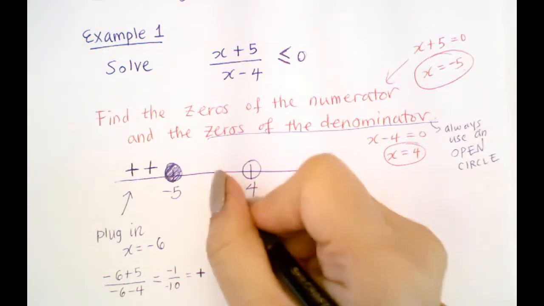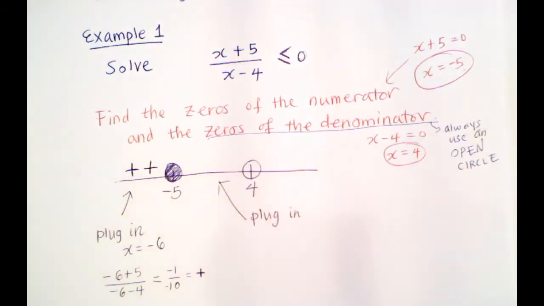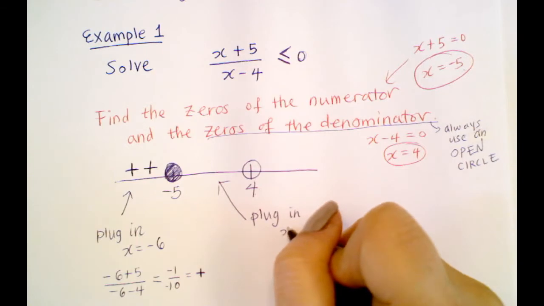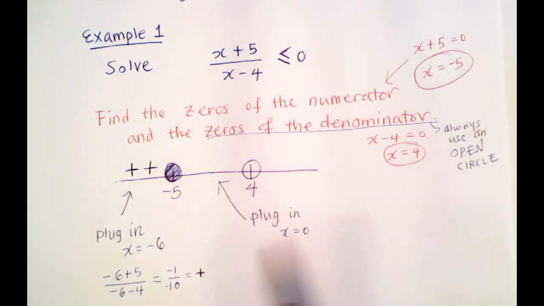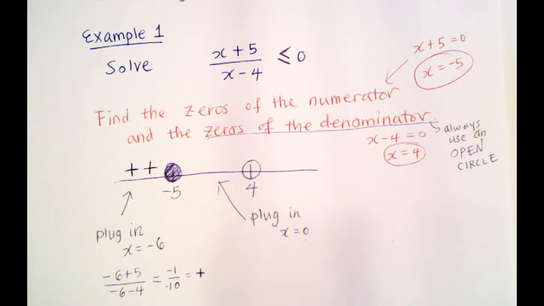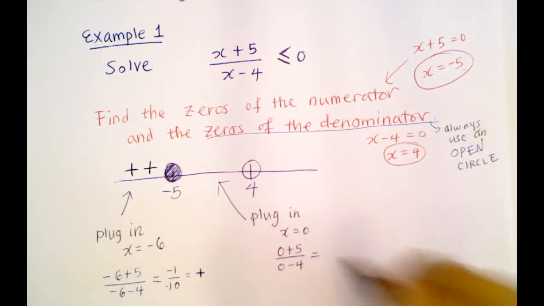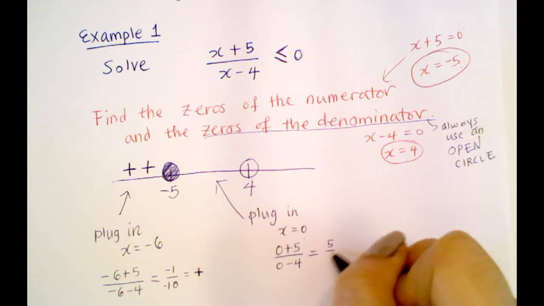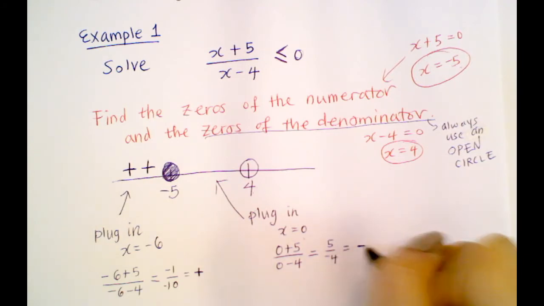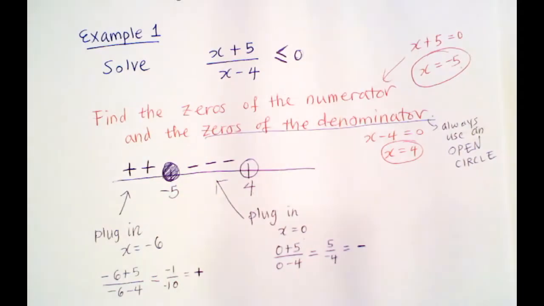Okay? All right, let's plug in a value in between negative 5 and 4. Well, what's a good number to plug in? 0, because 0 is always in between a negative number and a positive number. So plug in 0. 0 plus 5 over 0 minus 4. This fraction turns into 5 over negative 4, and that's a negative number. So this one will be negative in the middle.